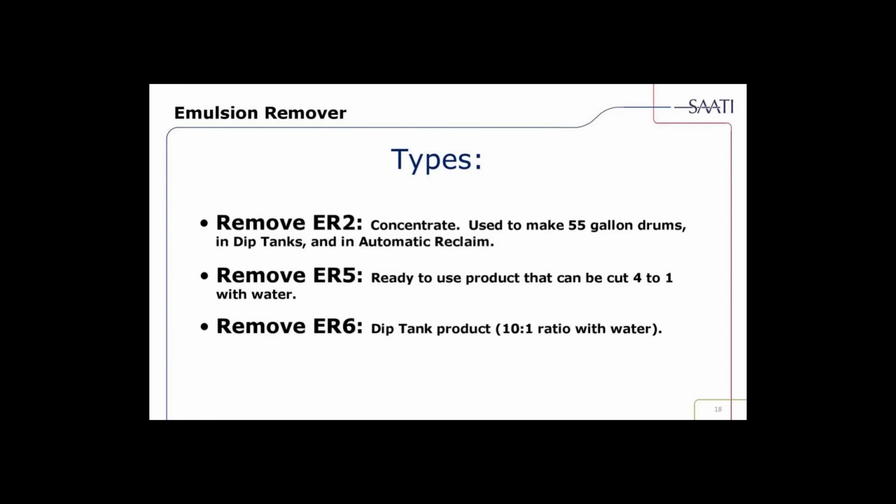Remove ER5. This is a ready-to-use product. It's very strong. It can be cut 4-to-1 with water for very high mesh counts with thinner stencils. Remove ER6. This is Saati's answer to the world of dip tank users. This product runs at a 10-to-1 ratio versus where most of our competitors' products run at a 5-to-1 ratio.